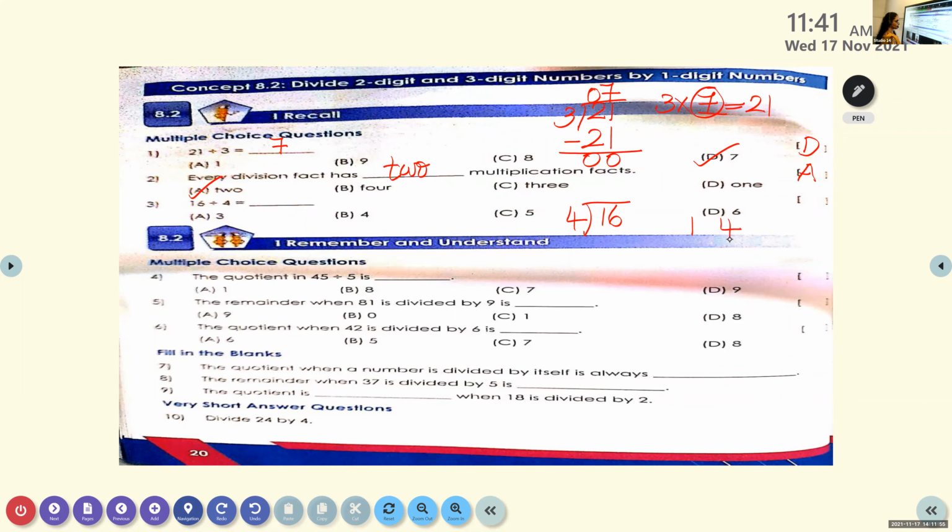The dividend is smaller, so what do you have to do? Yes, you have to put a 0 and take 2 numbers together, 16. Is 16 there in the table of 4? Yes, ma'am, it is there. How many times will it go? 4 into dash is 16.